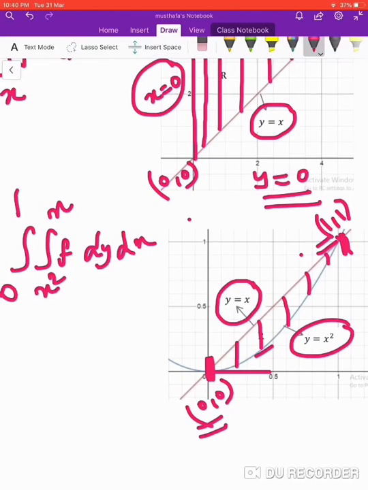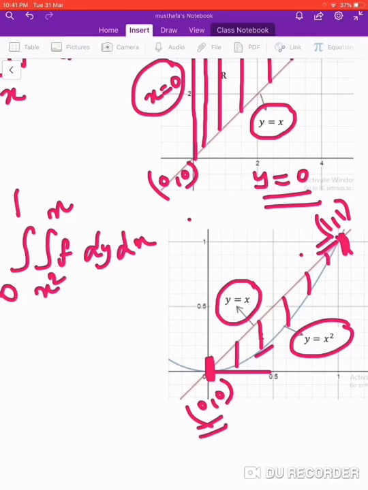It is 1. So the limit of your inner integral is x power 2 to x, and the outer integral limit is 0 to 1. This is the limit for the order dy dx. I hope this limits explanation is clear to everyone.